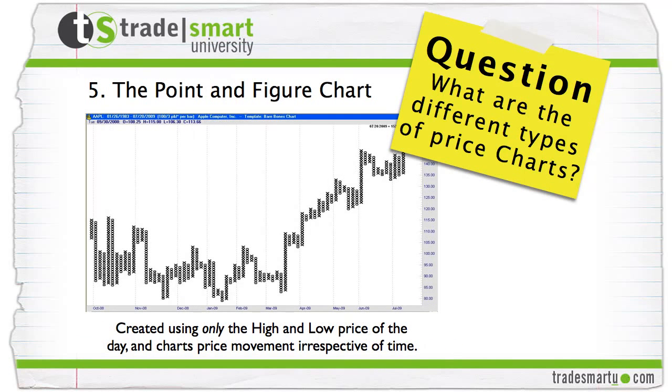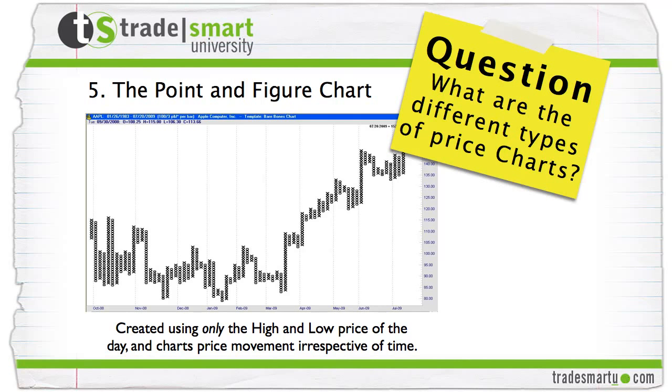The next chart we're going to talk about is the point and figure chart. The point and figure chart is decisively different than the other 4 charts that we've talked about. It is the only chart that we've talked about that uses only the high and the low price of the day. Not only that, it only charts the price movement of the stock. It is completely irrespective of time.